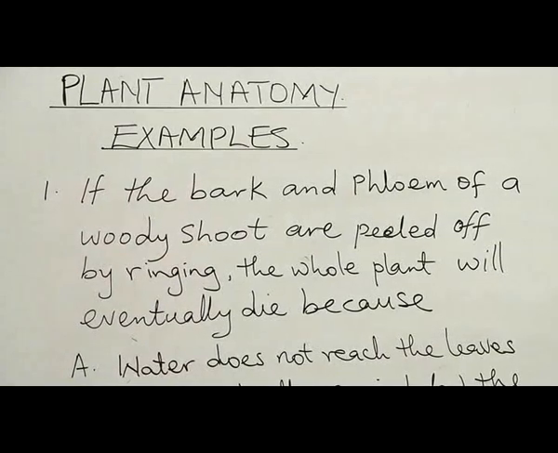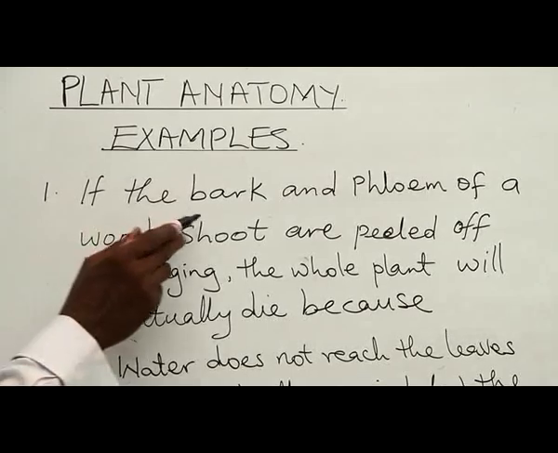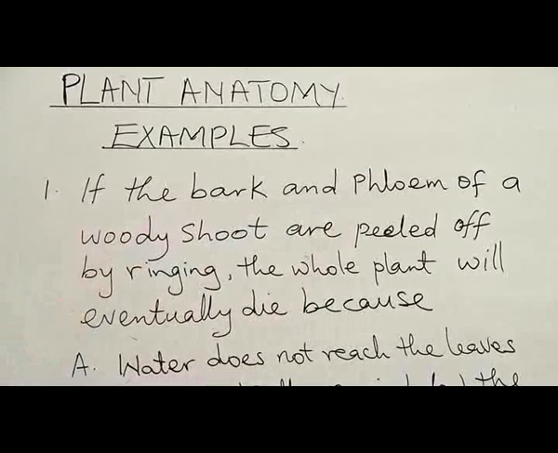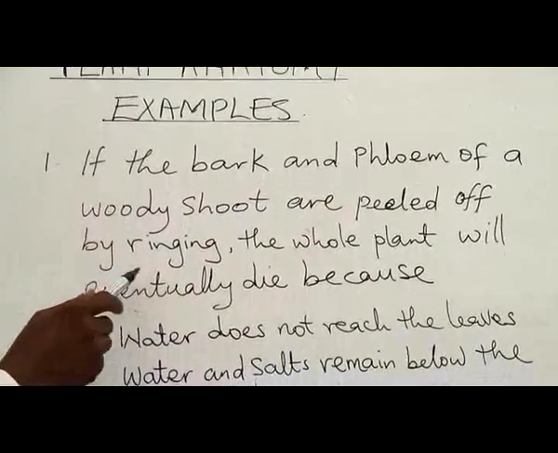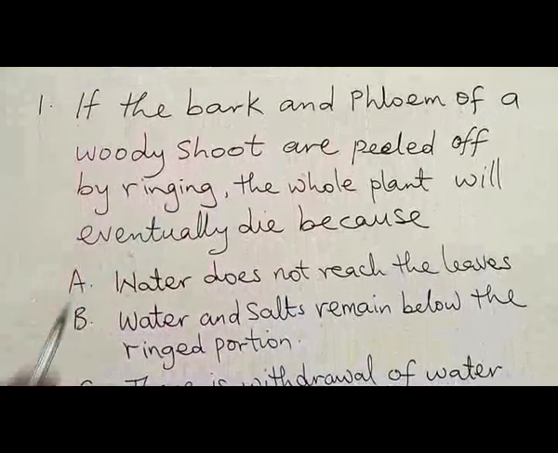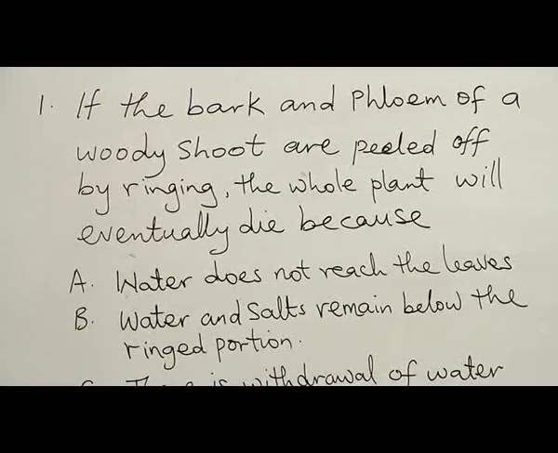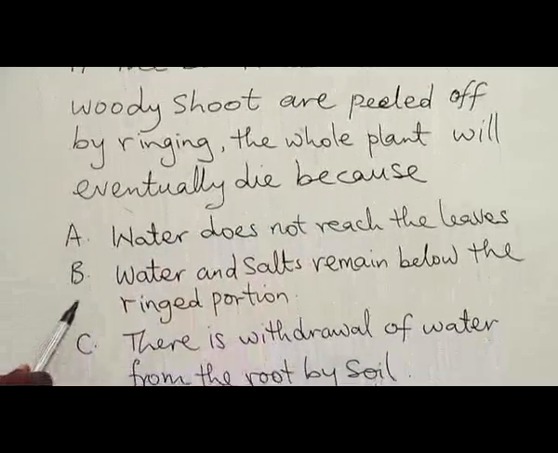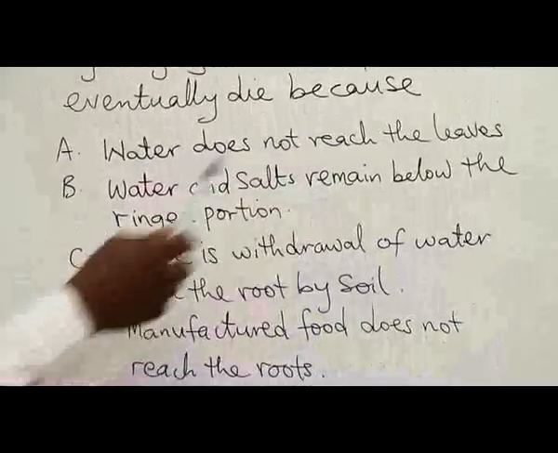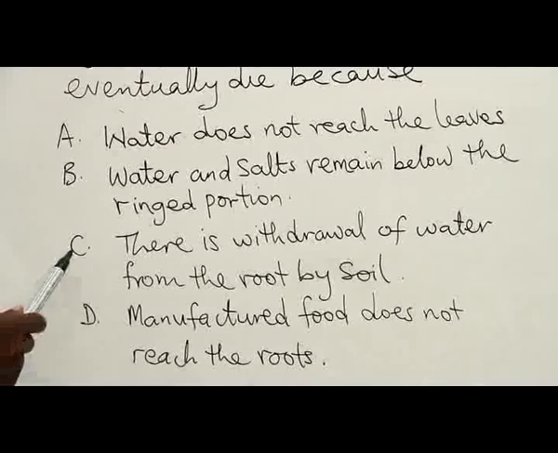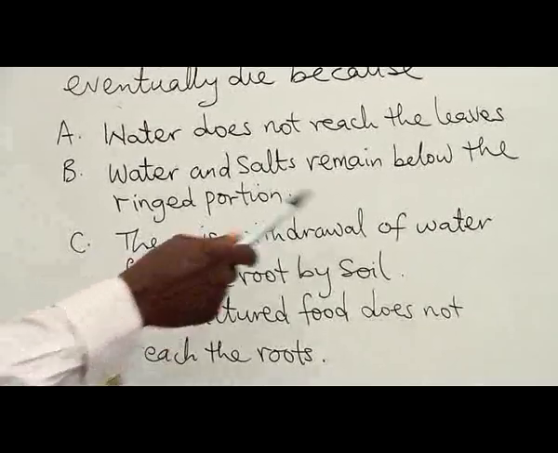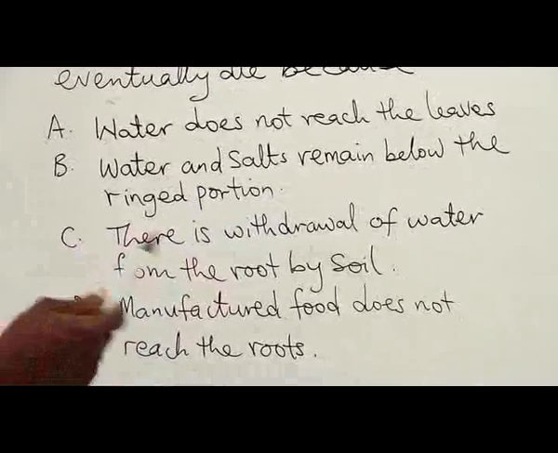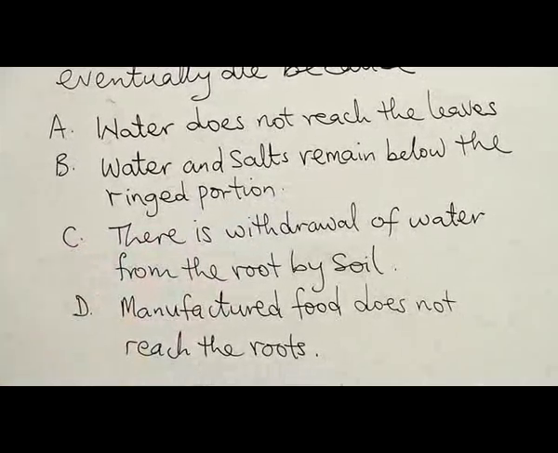Example 1. If the bark and phloem of a woody shoot are peeled off by ringing, the whole plant will eventually die because A. Water does not reach the leaves. B. Water and salt remain below the ringed portion. C. There is withdrawal of water from the root by soil. And D. Manufactured food does not reach the roots.